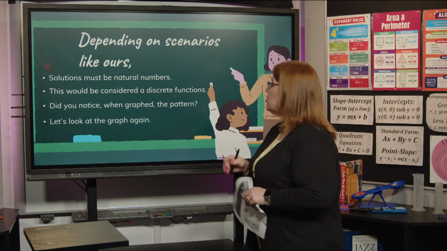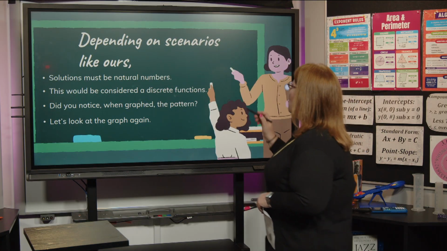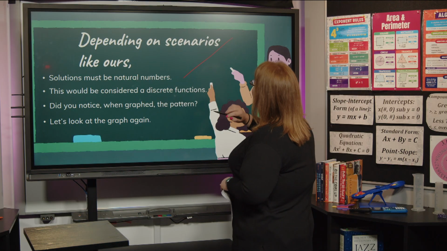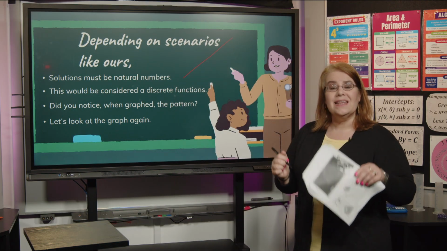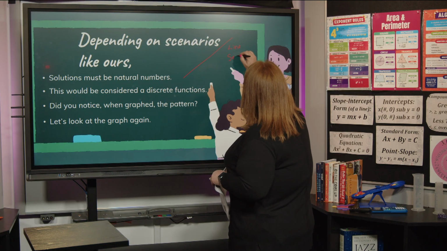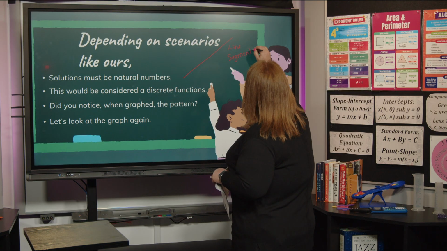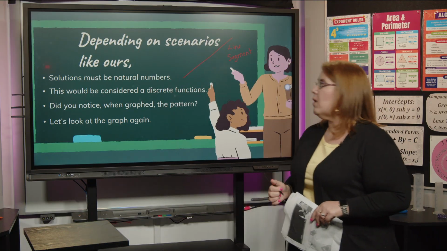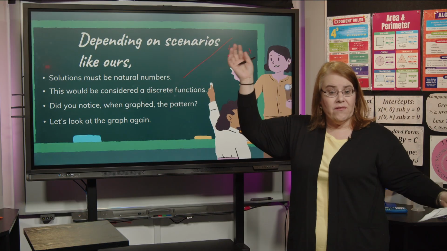Did you notice when we graphed the pattern? When we graphed it, obviously it's going to look something like this. It's going to be a line segment. A line segment has a beginning and has an end. It starts somewhere and it stops somewhere, whereas a line goes on forever.